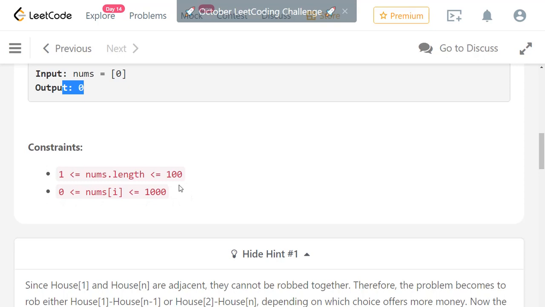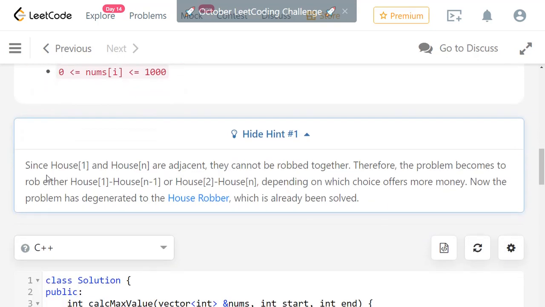The current constraints are not huge, so any approach should be okay, even brute force should be okay. But this is a bit tricky problem, so solving with brute force will be a bit complicated, and we may miss some particular cases to handle. So let's look at the hint given here.